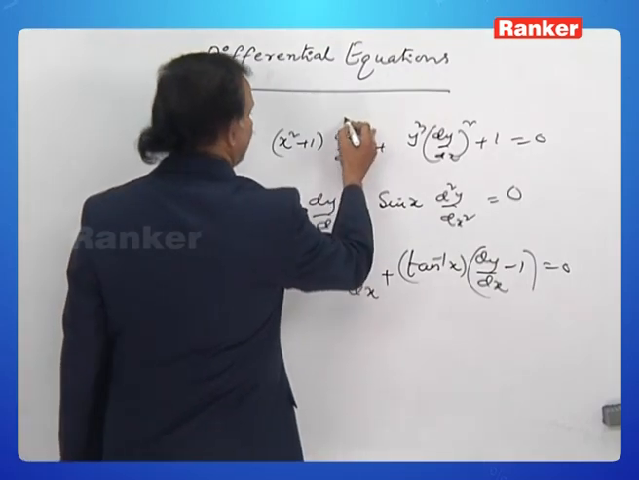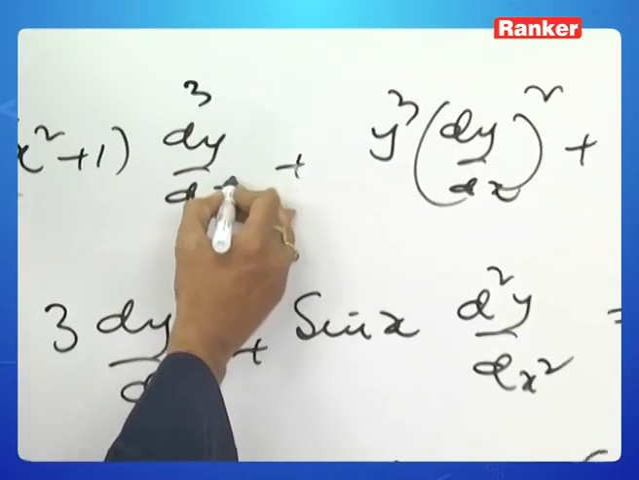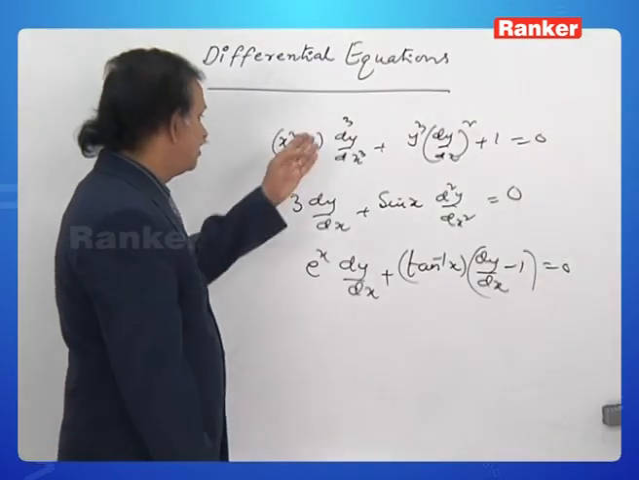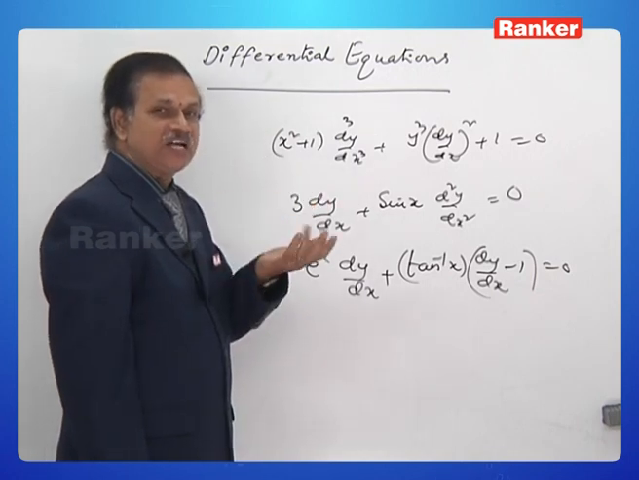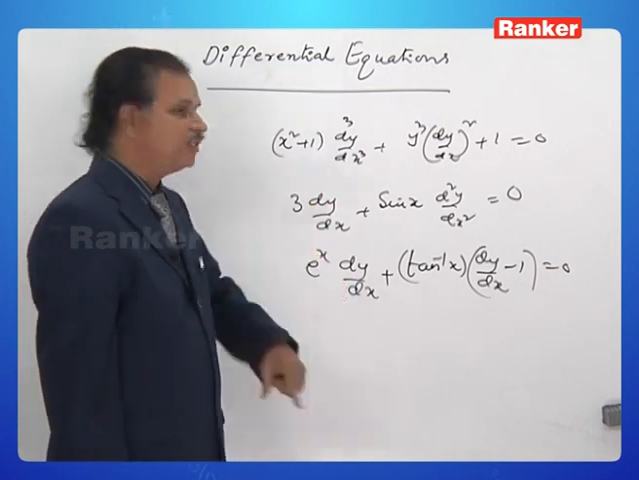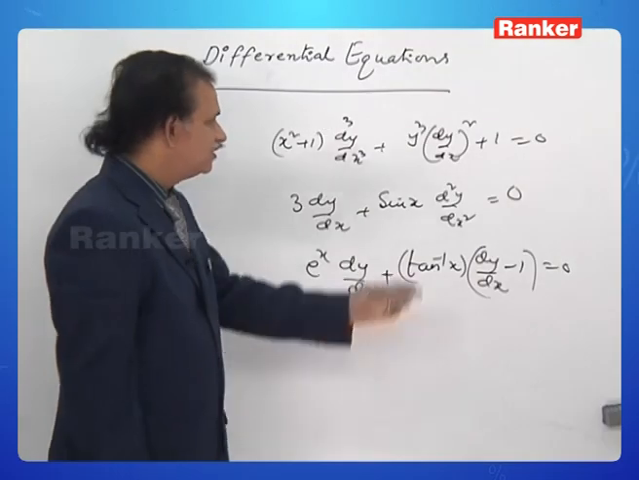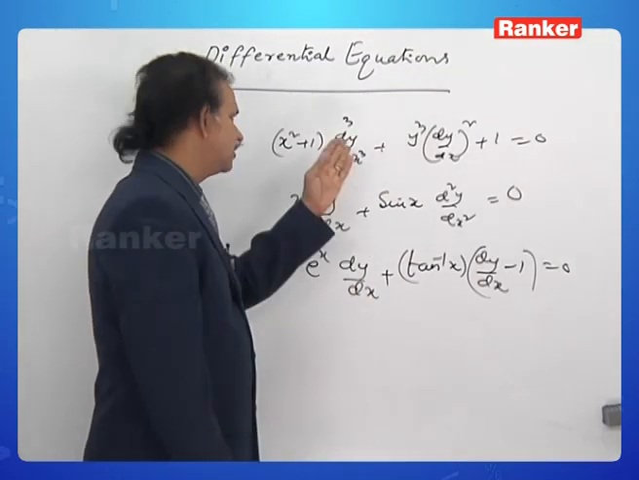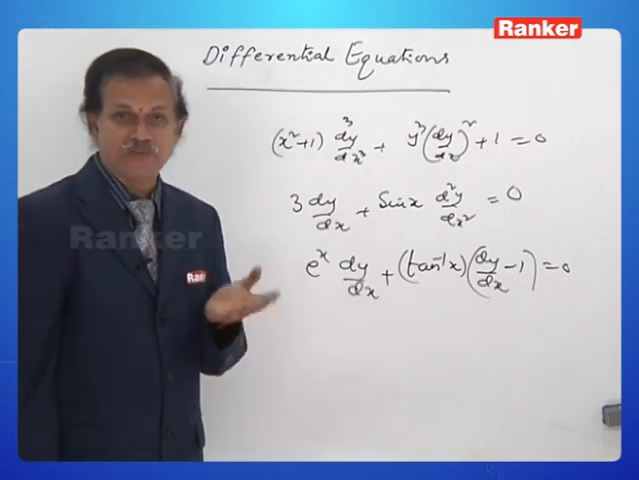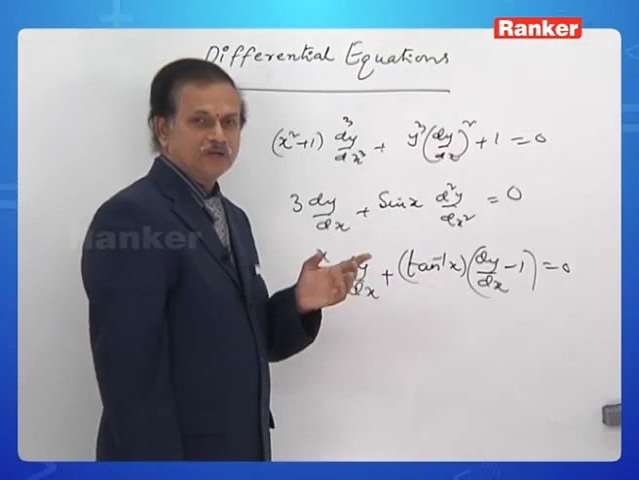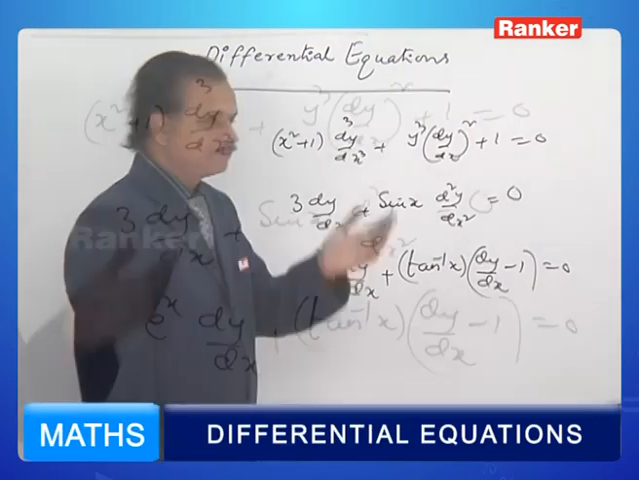Let me change this equation: d cube y by dx cube. Observe this equation. The largest ordered differential coefficient is of third order, isn't it? This is the first order derivative only, but this is the third order derivative. What is the largest order of the differential coefficient present there? 3. I think you are following me.